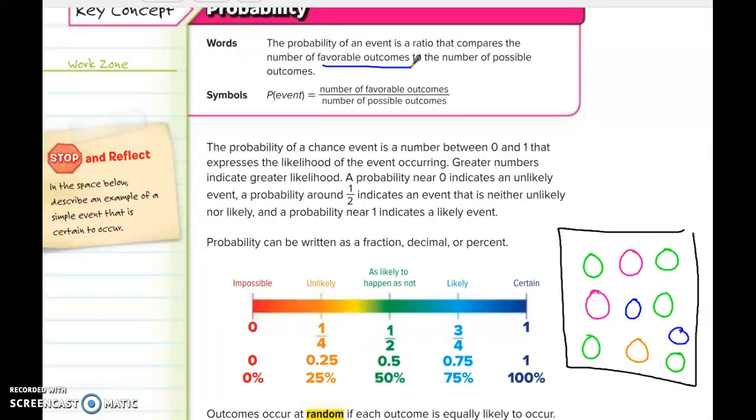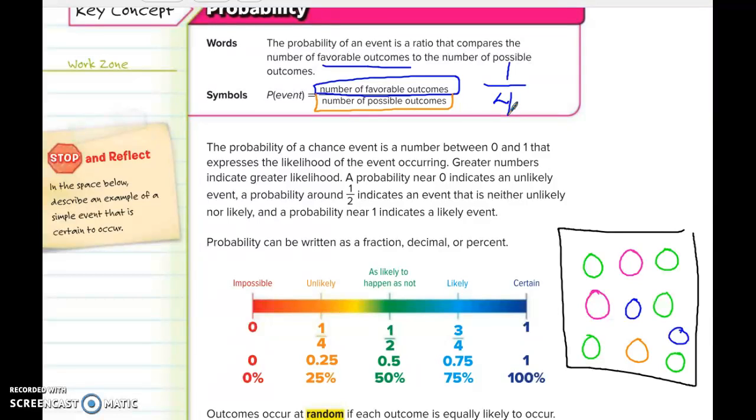Then the favorable number in our ratio goes on top, right here, and the total number of our possible outcomes is going to go on bottom. So when we were talking about our blue hat, we wanted to pick a blue hat, so we had 1 blue hat out of 4 total hats. So our favorable on top of our total. Okay? Probability can also be written as a percent and as a decimal.